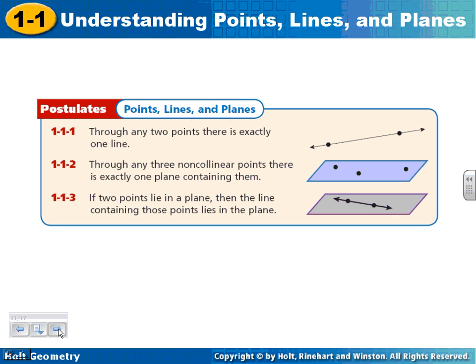So here's my 2 points. It's one right there and one right there. I can only draw one and only one line through those 2 points.